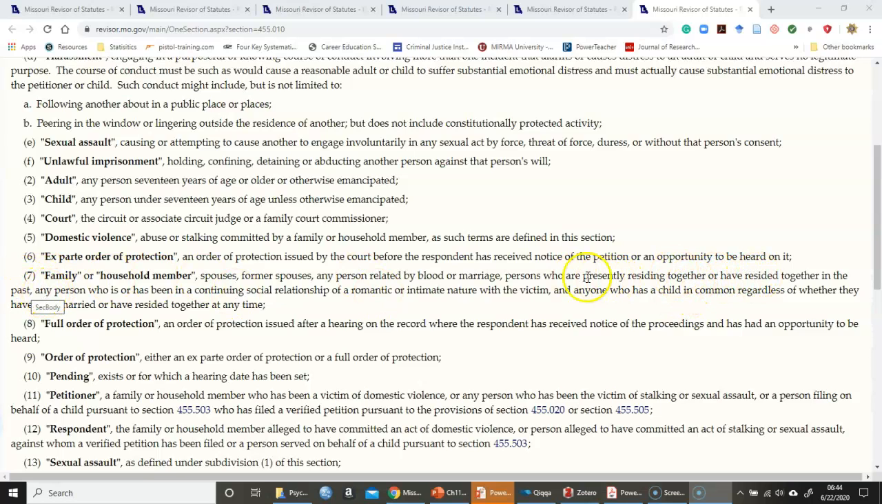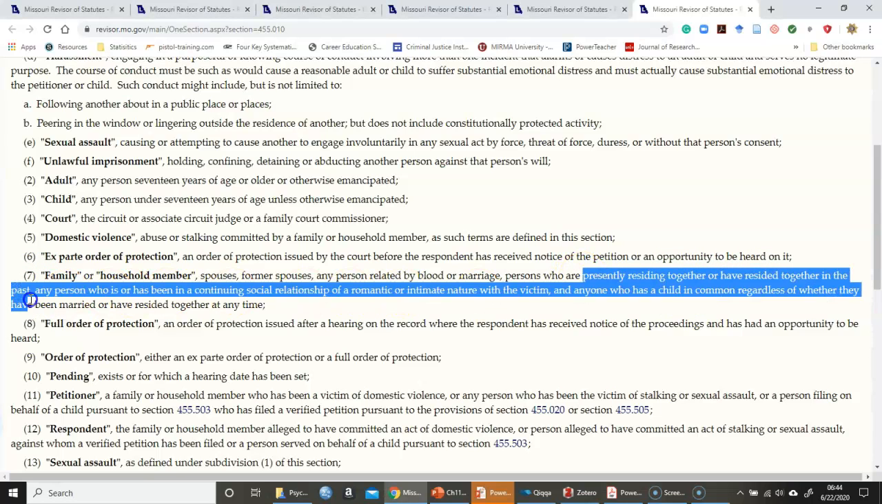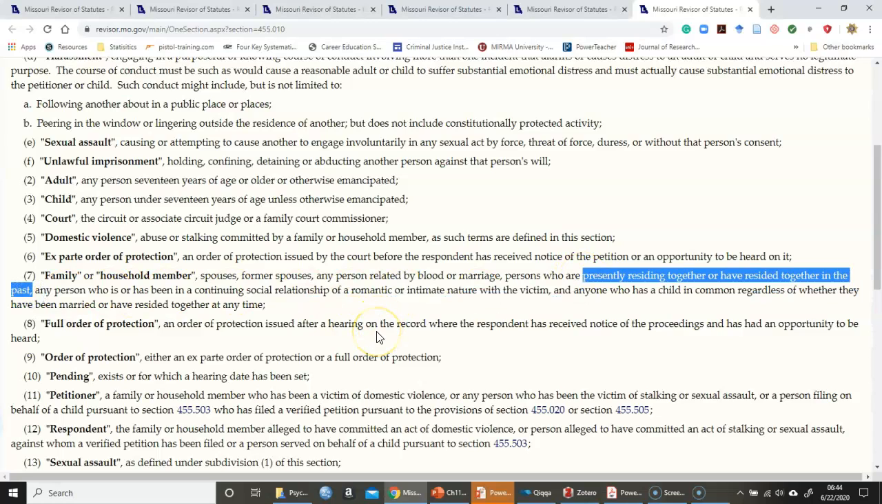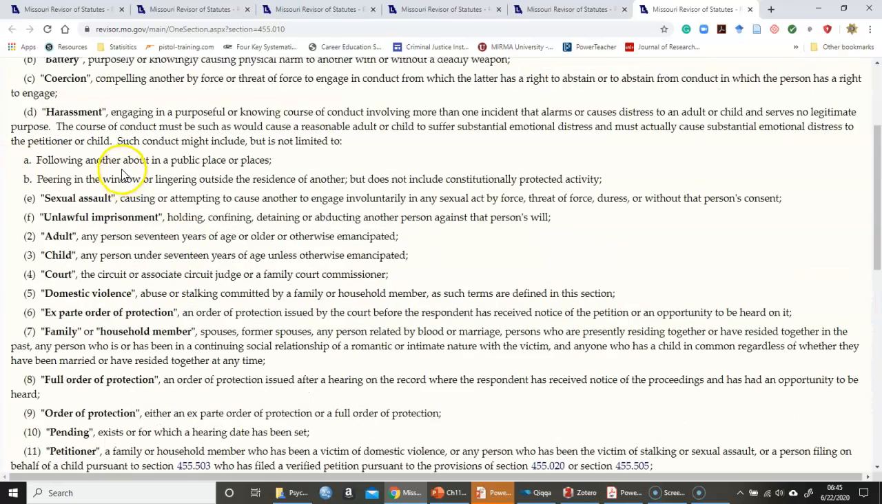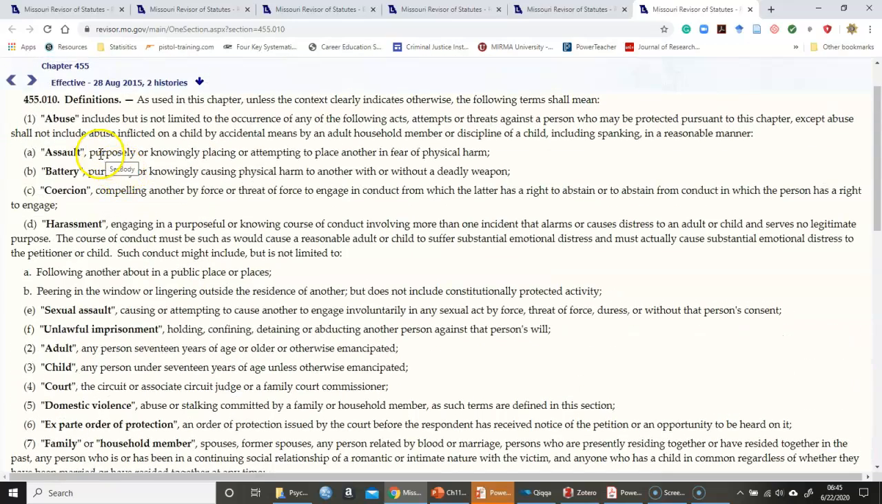You notice right here, it does not say anything about a relationship. All it says is presently residing together. Any person who is or has been in a continuing social relationship of romantic or intimate nature with the victim, and anyone who has a child in common regardless of whether they've been married or have resided together in the past. Again, read your statute definitions.